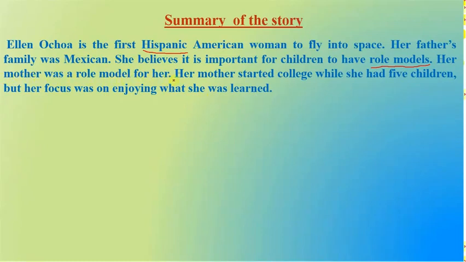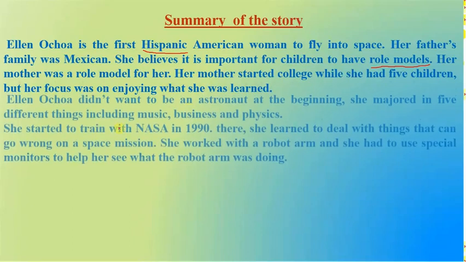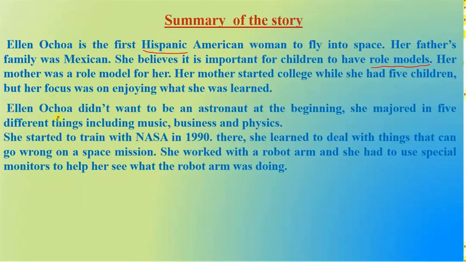Her mother was a role model for her. Her mother started college while she had 5 children, but her focus was on enjoying what she was learning. Ellen Ochoa didn't want to be an astronaut at the beginning. She majored in 5 different things, including music, business, and physics.